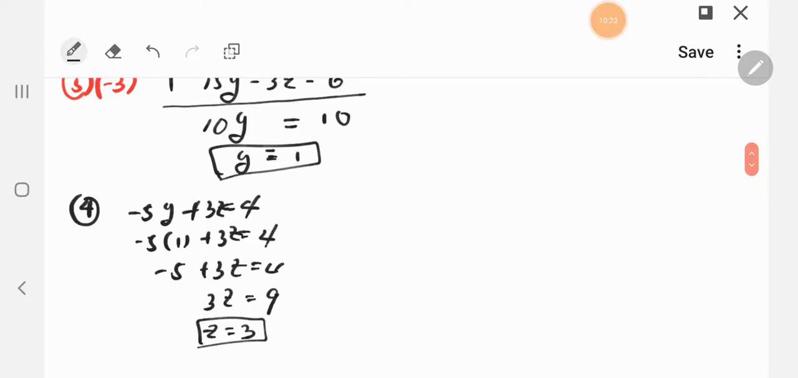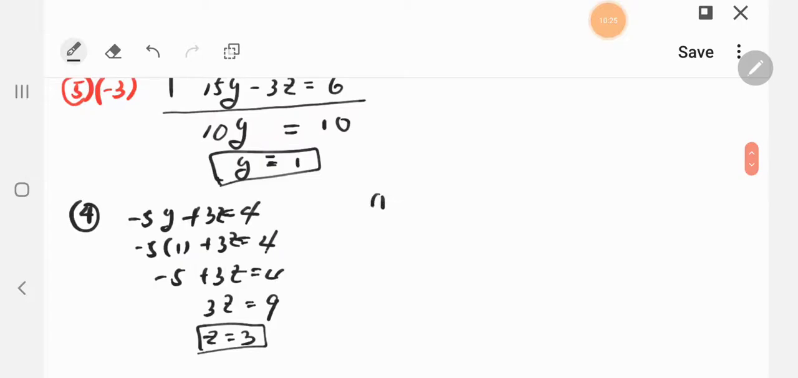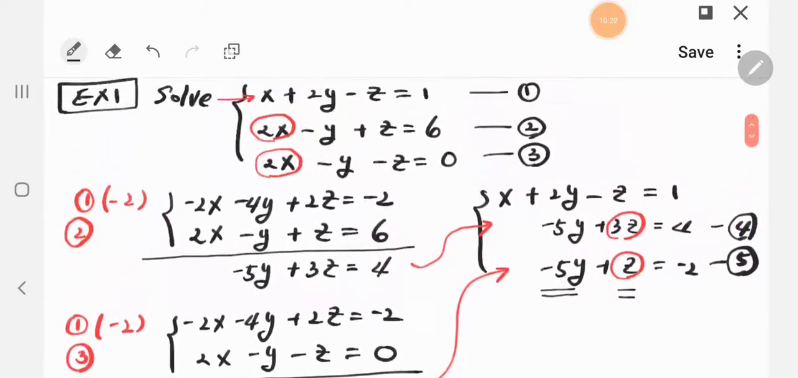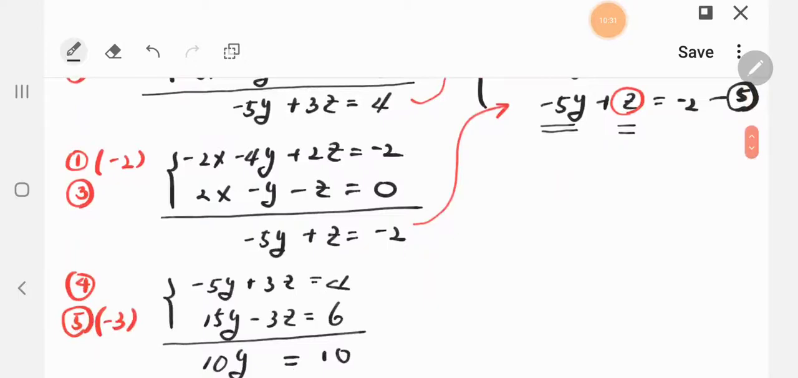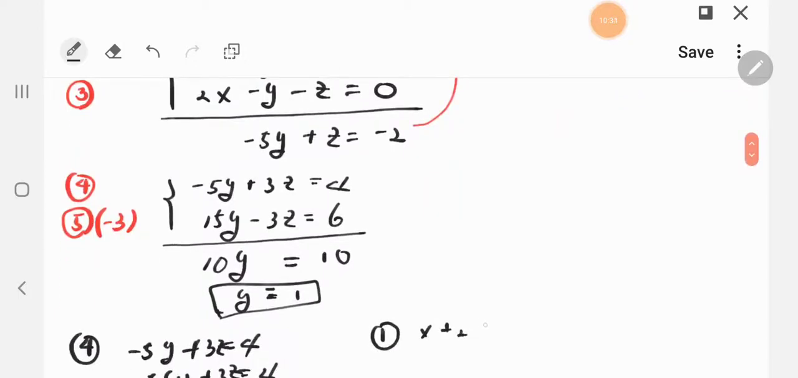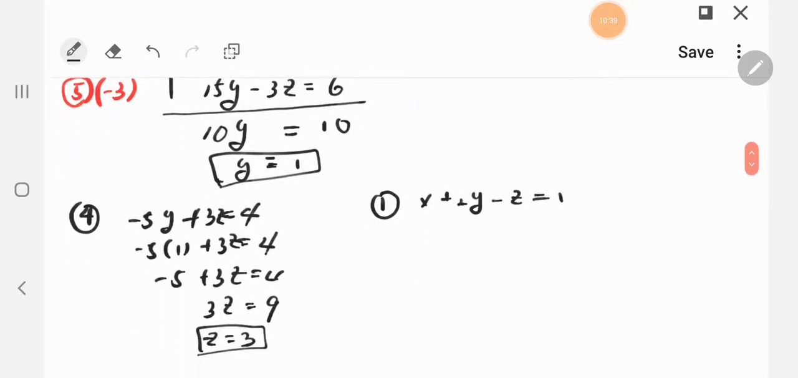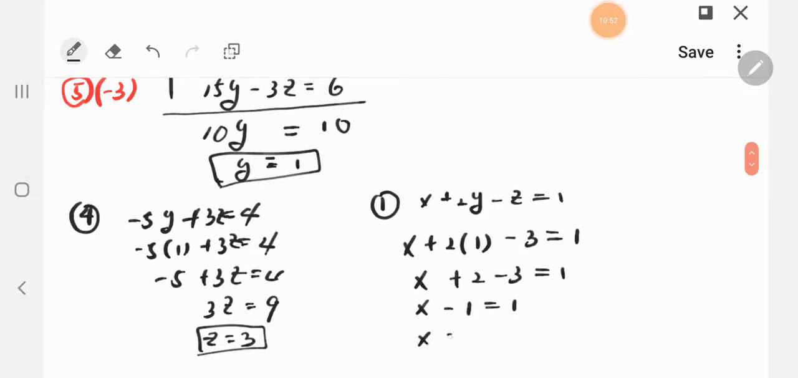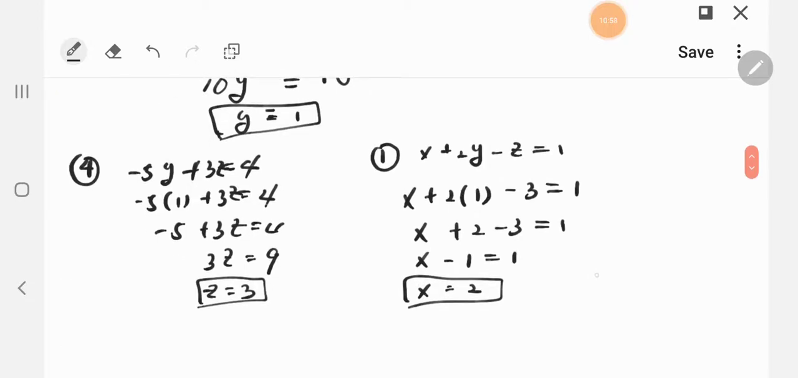So let's find the x value. You can use the first equation to find the x value. The first equation is x plus 2y minus z equals 1. From this, let's plug in the y value and z value. So x plus 2 times 1 minus 3 equals 1. Then x plus 2 minus 3 equals 1. x minus 1 equals 1. So x equals 2. So the solution is x is 2, y is 1, and z is 3.